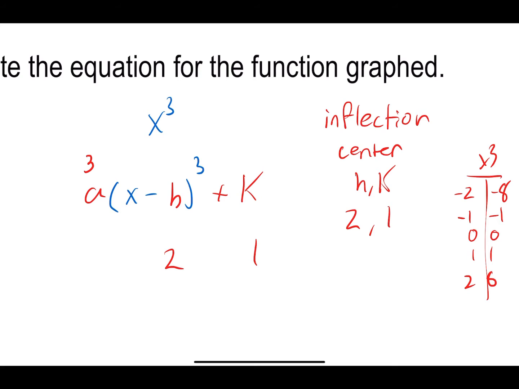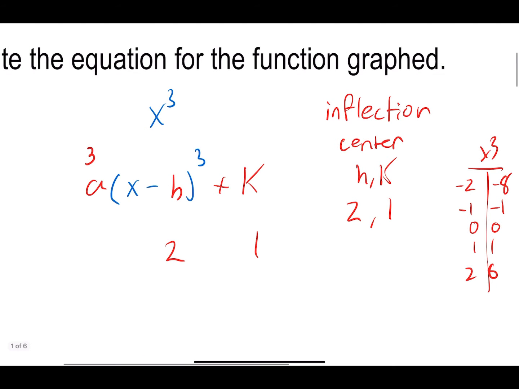Other way, what if they don't give me the graph, and all they tell me is that I have an inflection point, and my graph crosses at one other point?